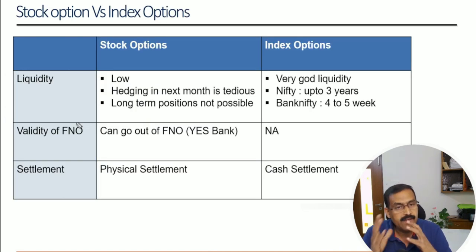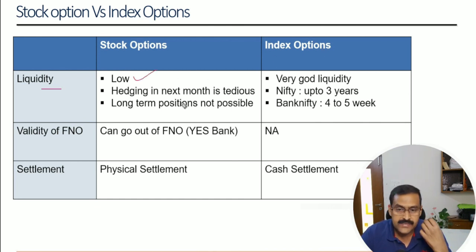Let us now discuss the trading in stock options versus trading in index options. In case of stock options, the liquidity is quite low compared to the index options, and hedging in the next month becomes very tedious, and also the long-term positions are not possible in case of stock options. Whereas in case of index options, there is very good liquidity, for example, Nifty, Bank Nifty and Fin Nifty, and long-term options, especially in Nifty, are available up to 3 years, and in Bank Nifty up to 4 to 5 weeks.